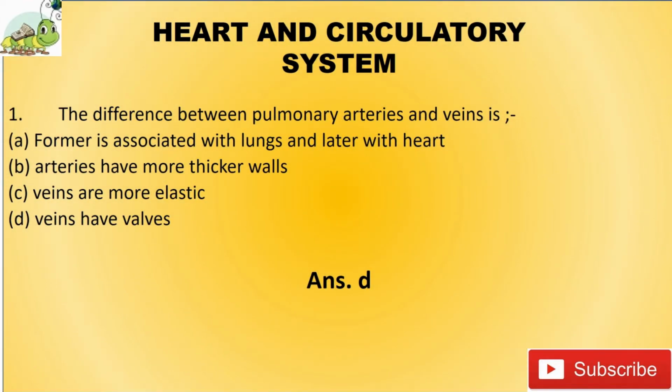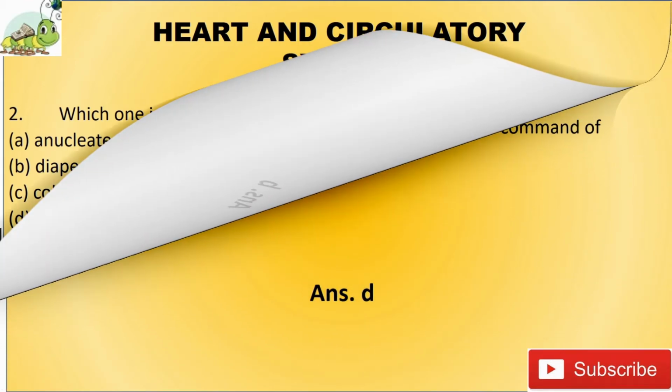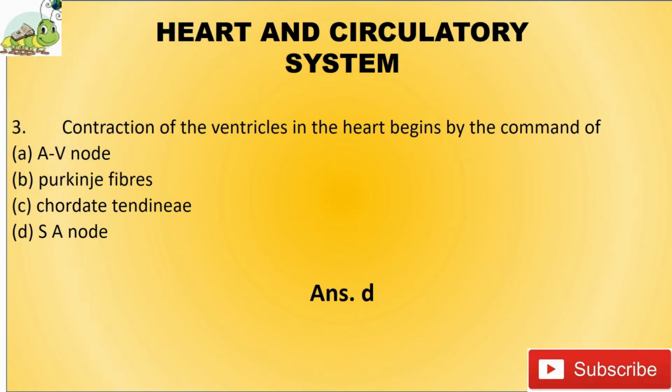Question number 1. Answer is D. The veins have valves. The difference between pulmonary arteries and veins is the veins have valves. Question number 2. Answer is B. Diapedesis. Which one is the characteristic feature of leukocytes, that is diapedesis? Question number 3. Answer is D. The SA node. The contraction of the ventricles in the heart begins by the command of SA node.